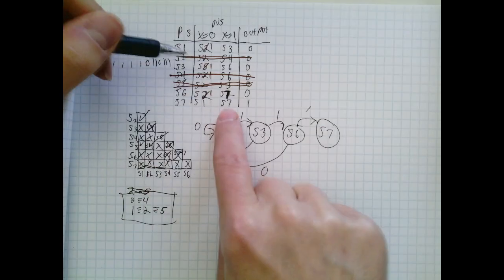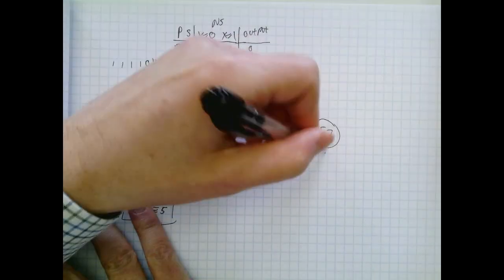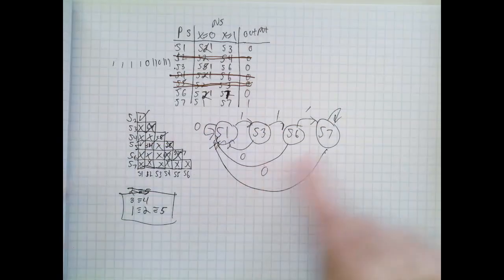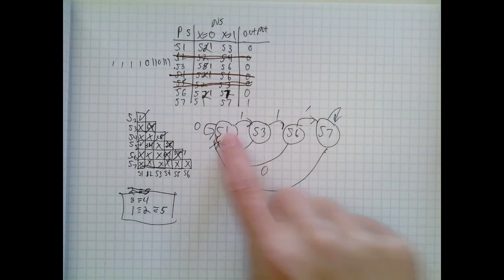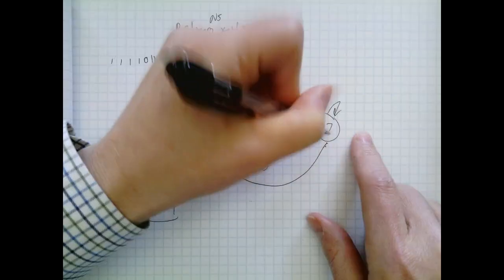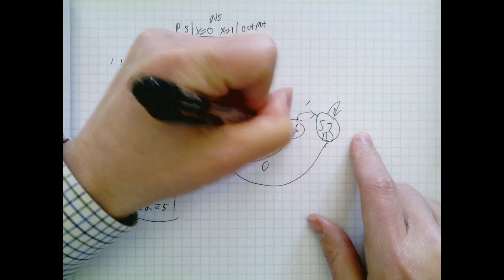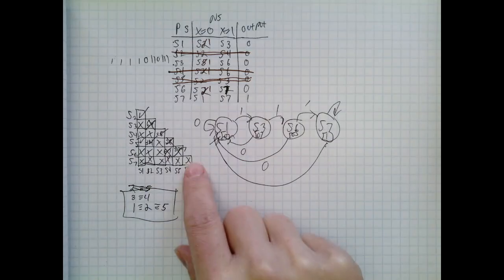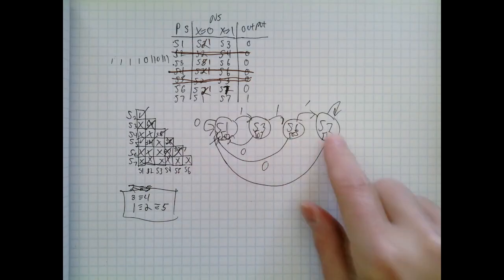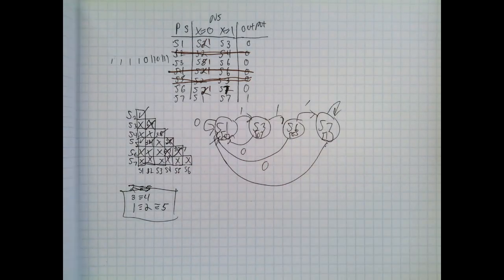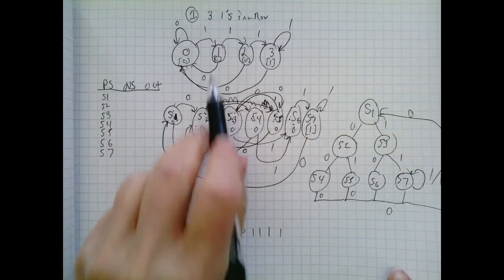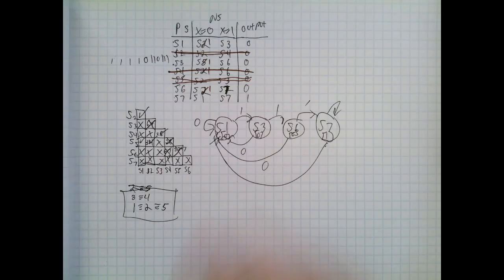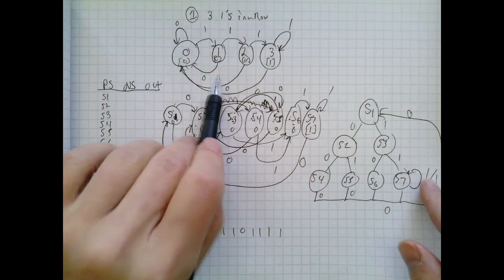And if you're in S7 and you get a 0, you go back to S1. Otherwise, you stay in S7. And that's perfect, because now you can see you get 3 1s in a row and you output a 1. And otherwise, you output 0. So the implicant chart actually saved you and reduced you to what turned out to be a correct answer. Right? You just renumbered the states. But otherwise, it's the same exact structure as you saw over here initially.